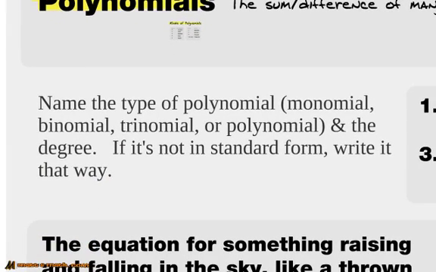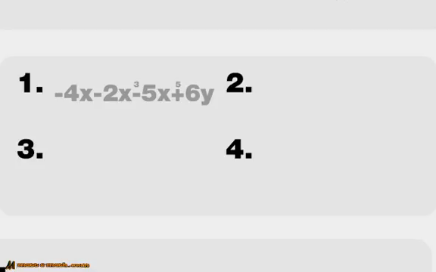All right, what you're going to be asked to do now is you're going to name the type of polynomial, monomial, binomial, trinomial, polynomial, and the degree. And if it's non-standard form, would you write it that way? All right, let's look at the first one. Negative 4x minus 2x to the third minus 5x to the fifth plus 6y. Is this in standard form? That's probably the easiest thing you're going to want to do first, is write this in standard form. Put the one with the biggest variable in front. All right, and then name the degree of each of these, and then the degree of the total polynomial.